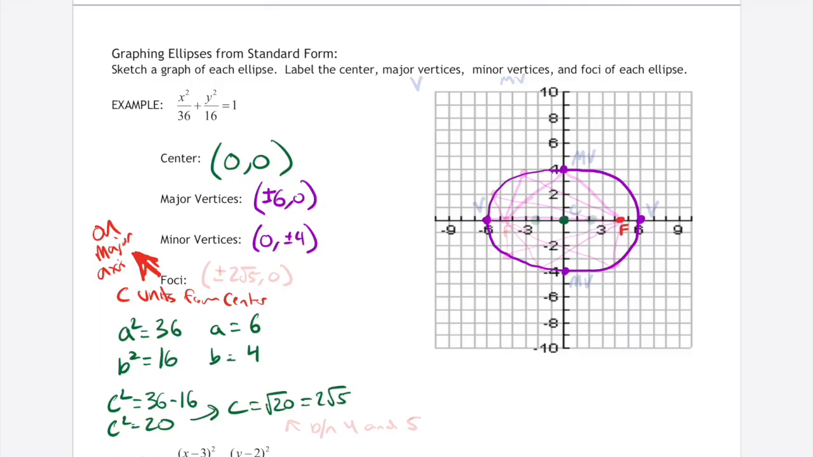There's a focus. I'm going to put an F. 1, 2, 3, 4, and somewhere there. Between 4 and 5. But when I write out my actual coordinates, I'm requiring that you use the simplified version. So don't put root 20 here, put 2 root 5. So in the x direction, it's plus or minus 2 root 5, comma 0.